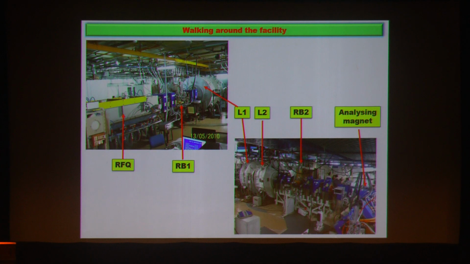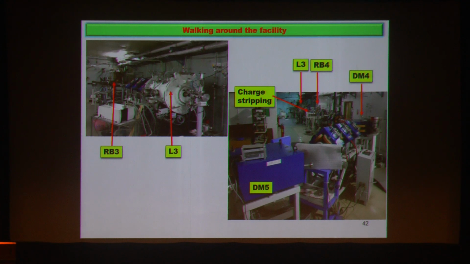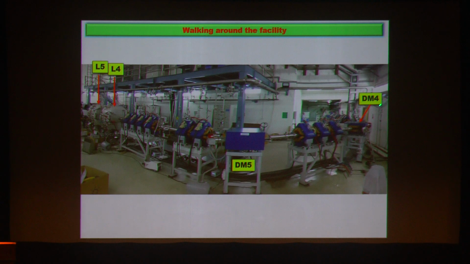So now I will just take a walk around the facility, starting from RFQ, Rebuncher. This is a view from the other side. Then you can see the Rebuncher 3, Linac 3 here, Linac 3, Rebuncher 4. It is the same view from the other side of the cave. And this is the dipole magnet, Linac 4, and Linac 5.